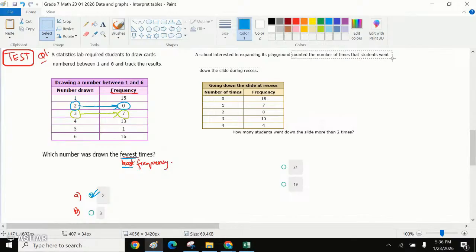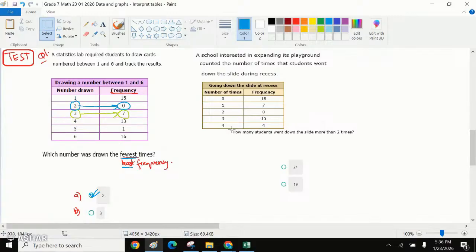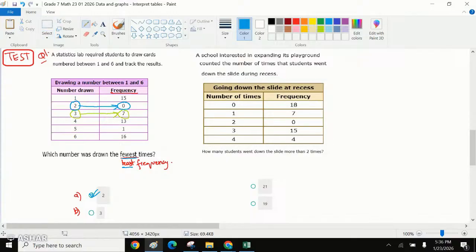It's about a playground, the number of students who went to the playground. Let's see. How many students went down more than 2 times? More than 2 times, they're saying. Option A and option B. Went down the slide more than 2 times. So what would be more than 2? Can 2 be included?